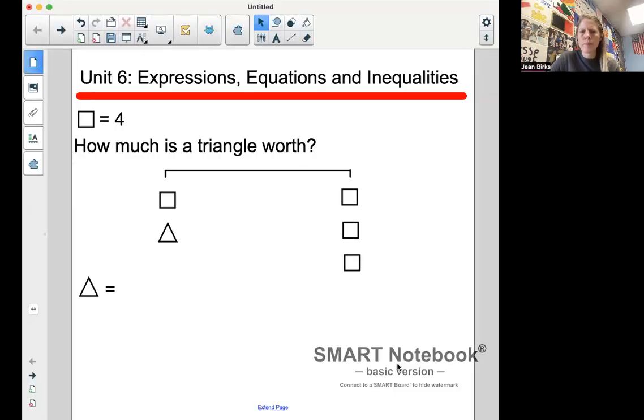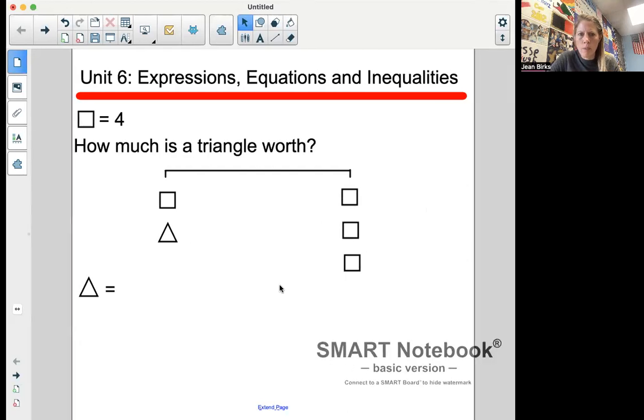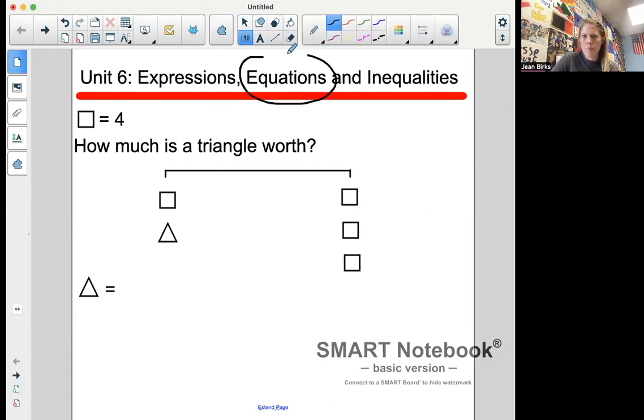Hey, we are starting a new unit today, Unit 6. It's on expressions, equations, and inequalities. So I'm going to switch screens here. We'll start here. Okay, so I'm going to have you be hitting pause, I think, quite a bit, but this is the title of our unit. I'm going to focus today just on equations. We'll get to the other two later.